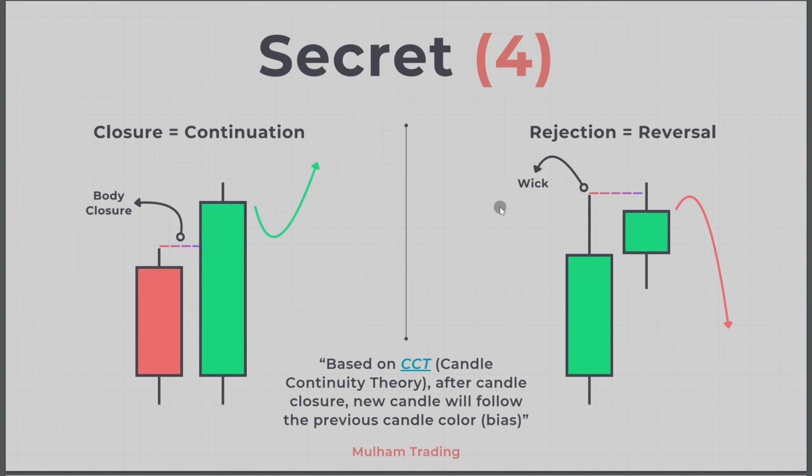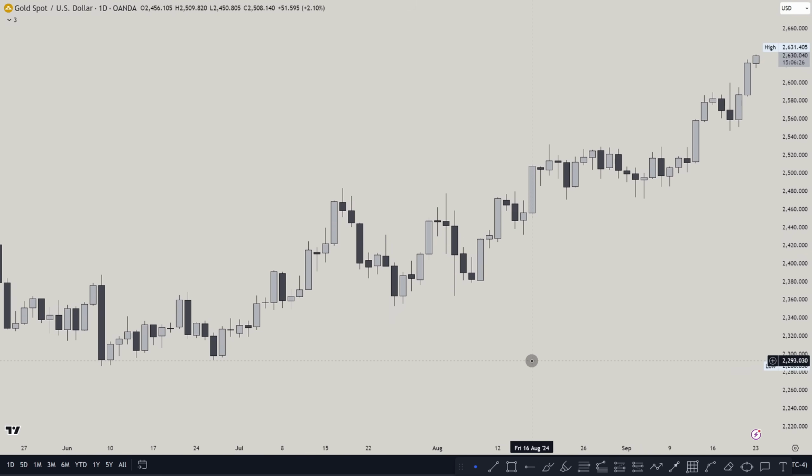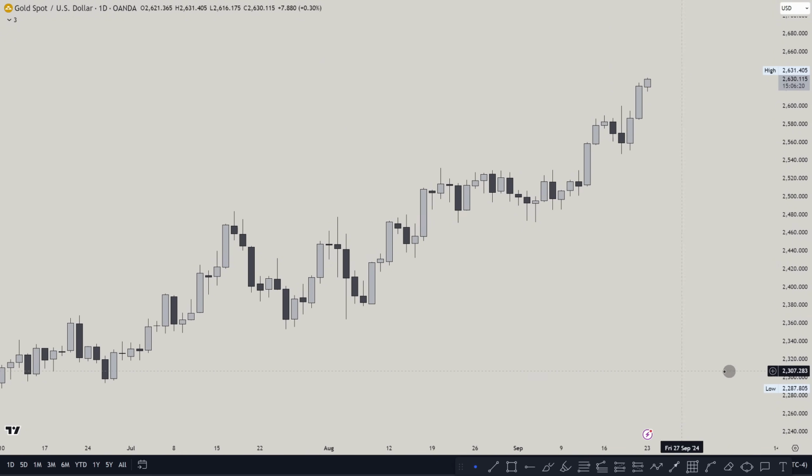So let's go to TradingView, look at some examples, and let's see how we can take advantage of this powerful and very easy concept. Now you could look at any time frame here. Any time frame will do the same thing. Just remember that there's going to be more volatility and more noise on the lower time frames.